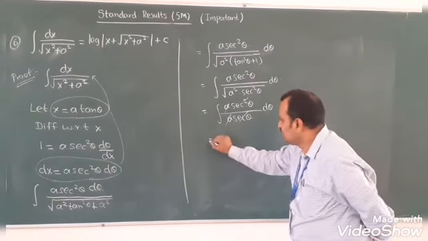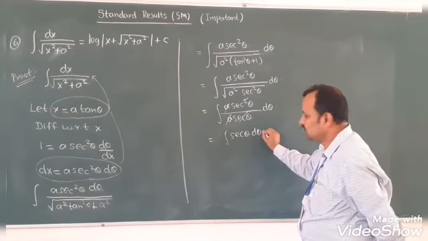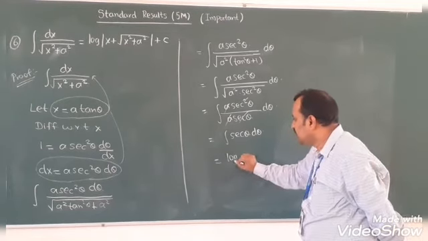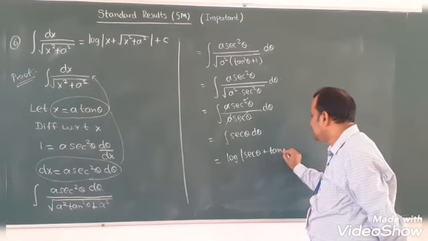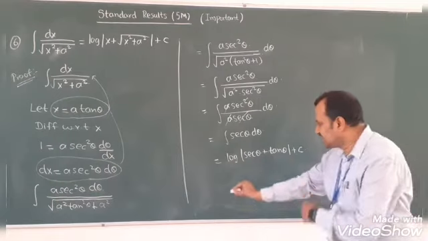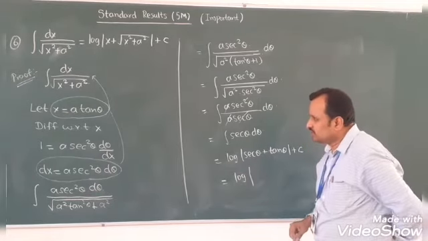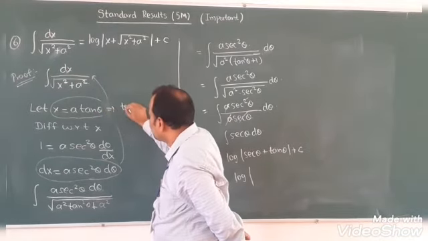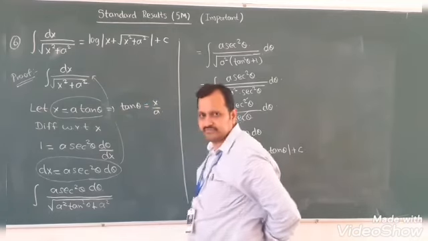What is left? Left is the integral of secant theta d theta. What is the integral of secant theta? It is nothing but log of secant theta plus tan theta plus c. Or this we can write as log of, what is secant theta? So look here. From here, what is tan theta? Tan theta is nothing but x by a.